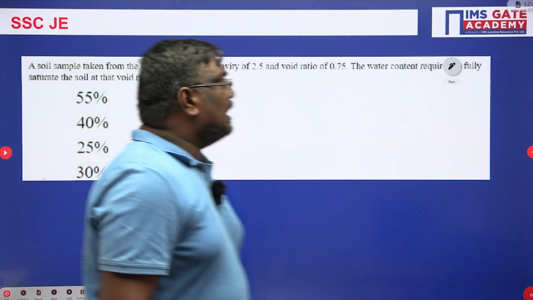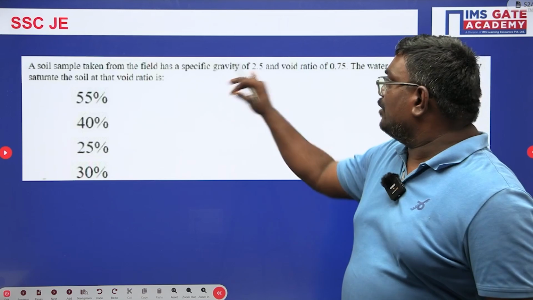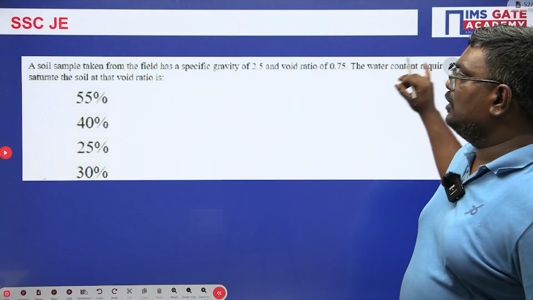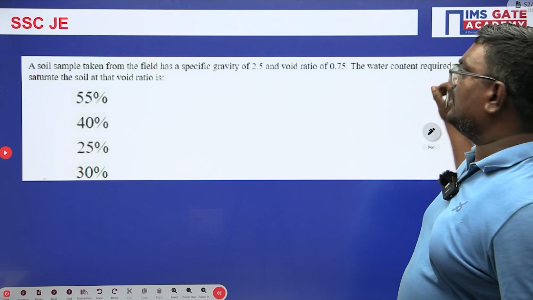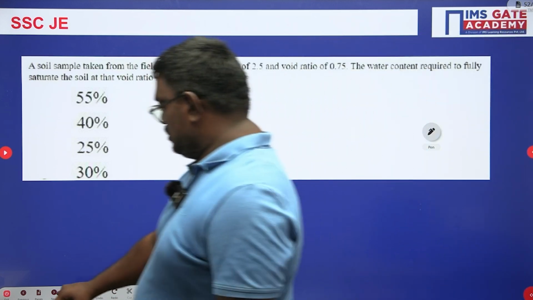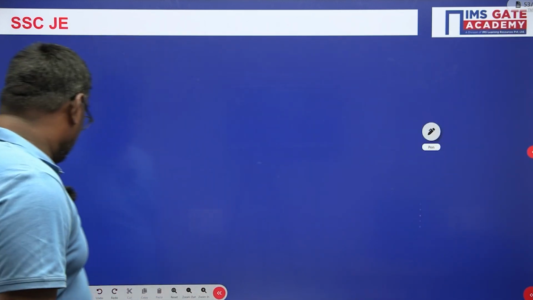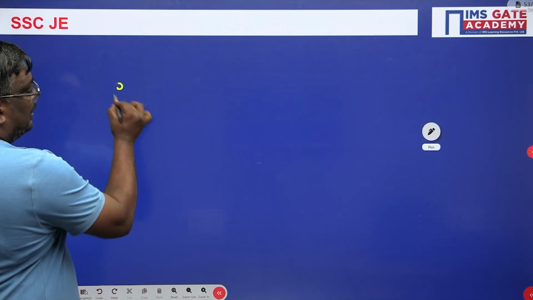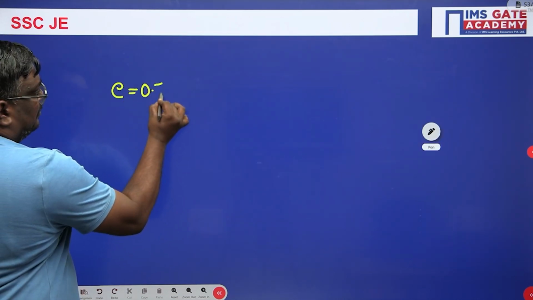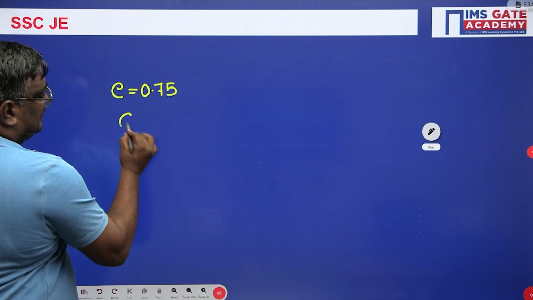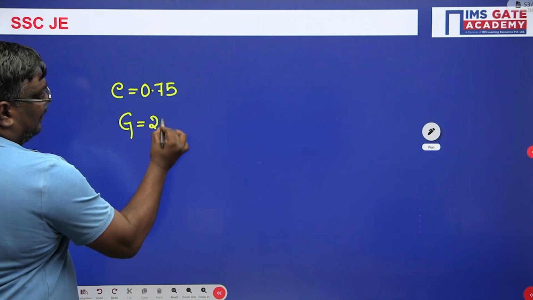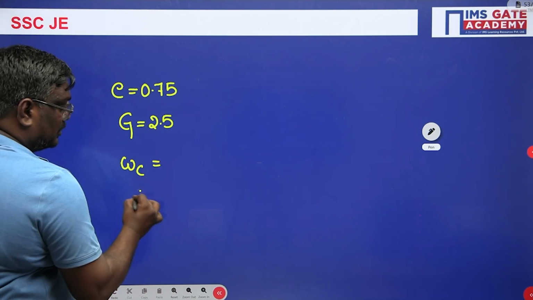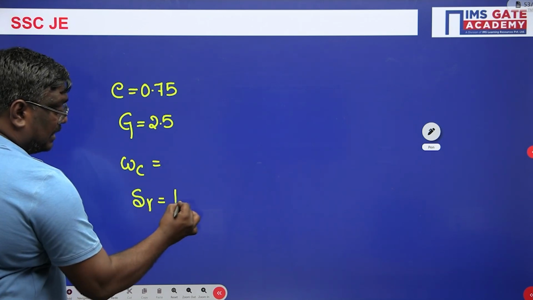Now, a soil sample has a specific gravity of 2.5 and void ratio of 0.75. Find the water content required to fully saturate the soil sample. See what they have given: void ratio is 0.75 and specific gravity is 2.5. They are asking the water content required for full saturation. Full saturation means Sr is equal to 1.